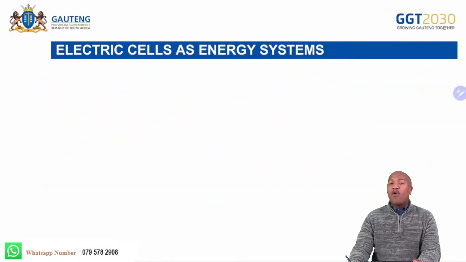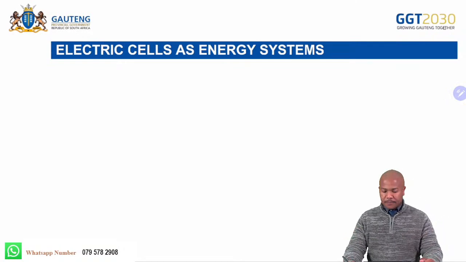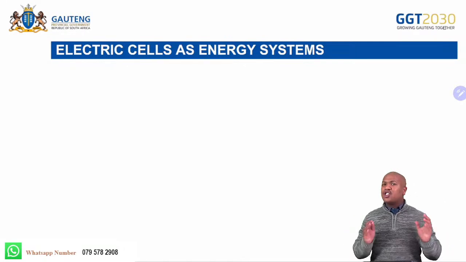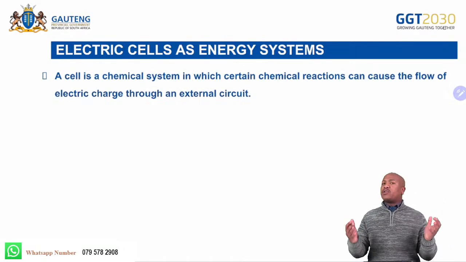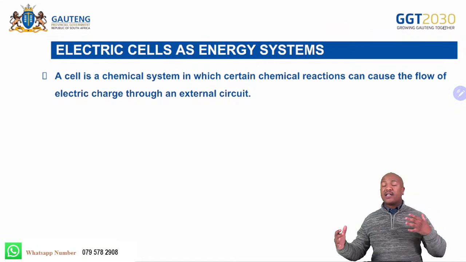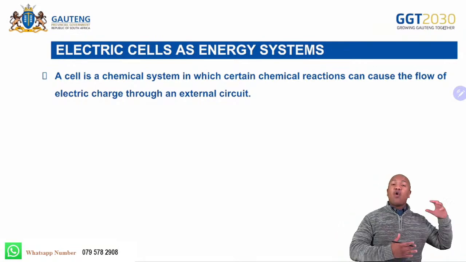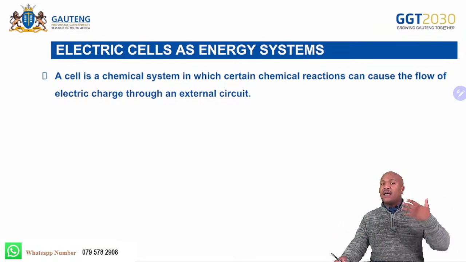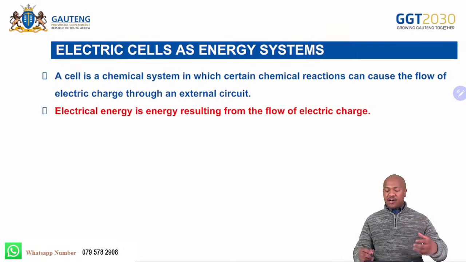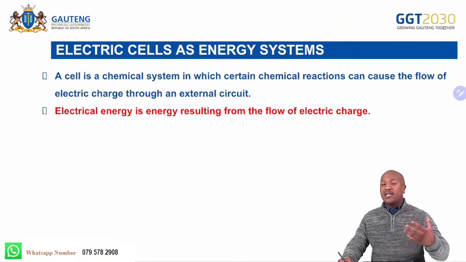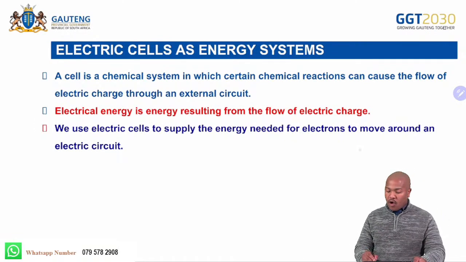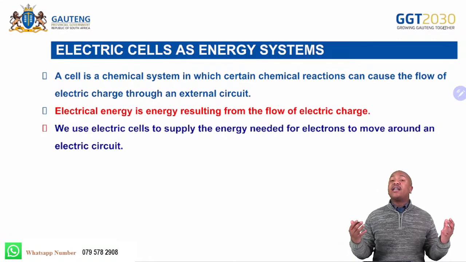So now, let's move on with our main meal for today. So today we're talking about what? Electric cells as energy systems. Let's dwell more on this, right? What did we say about this? We said that a cell is a chemical system in which certain chemical reactions can cause the flow of electrical charge through an external circuit, right? And we said that electrical energy is energy resulting from the flow of electric charge. So we use electric cells to supply the energy needed for electrons to move around an electric circuit.